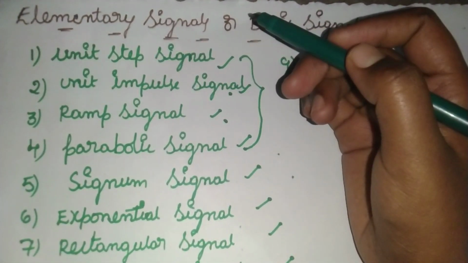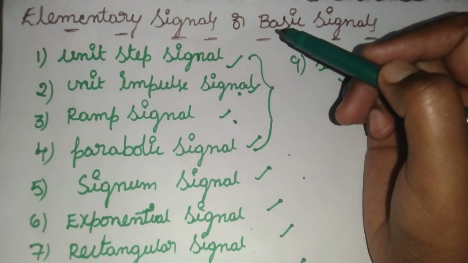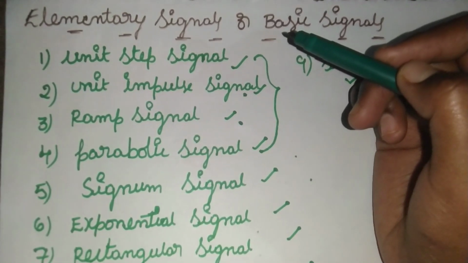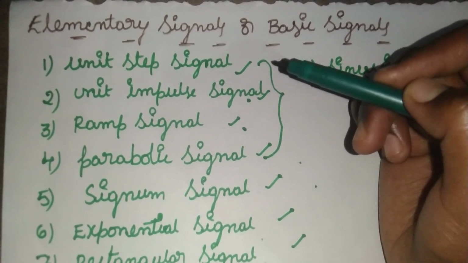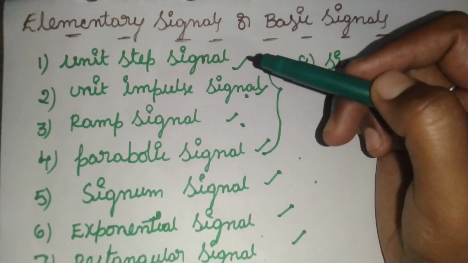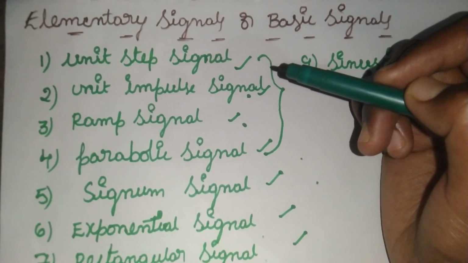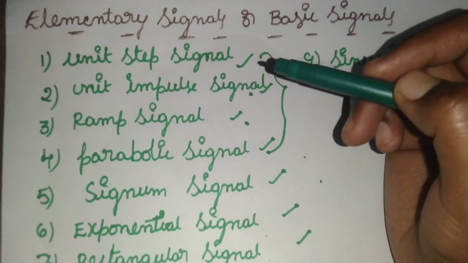In this lecture, I would like to explain about elementary signals or basic signals. In the last lecture, I explained about what is signal and what is system. And in signals, we have 9 basic signals or standard signals. These are very important signals we remind every time to solve any problem.